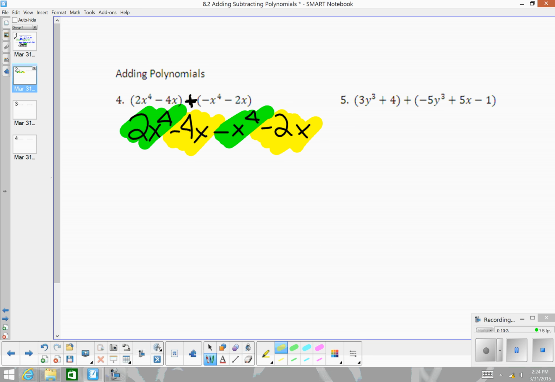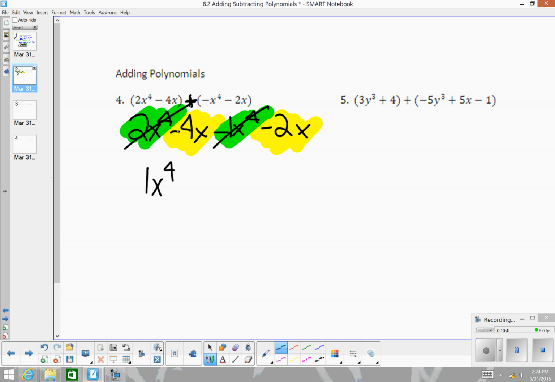Good. So now when I combine these like terms, I'm going to say, okay, well, if I have 2x to the fourth and I subtracted 1x to the fourth, 2 minus 1 is just actually 1x to the fourth. So I could write 1x to the fourth, right? So we're done with those.